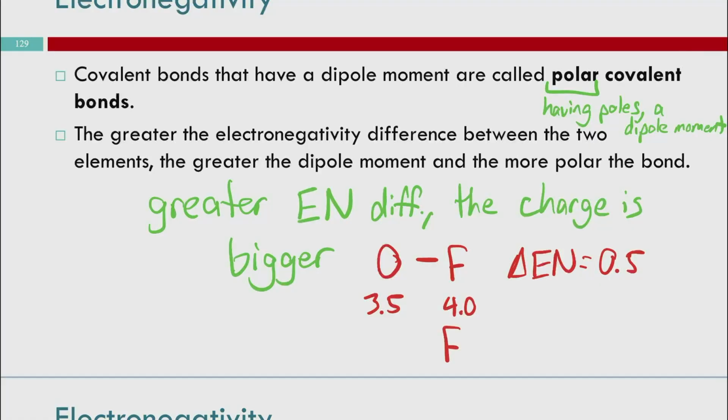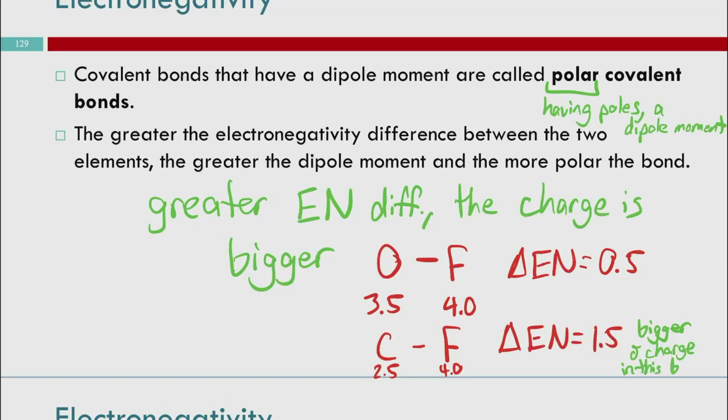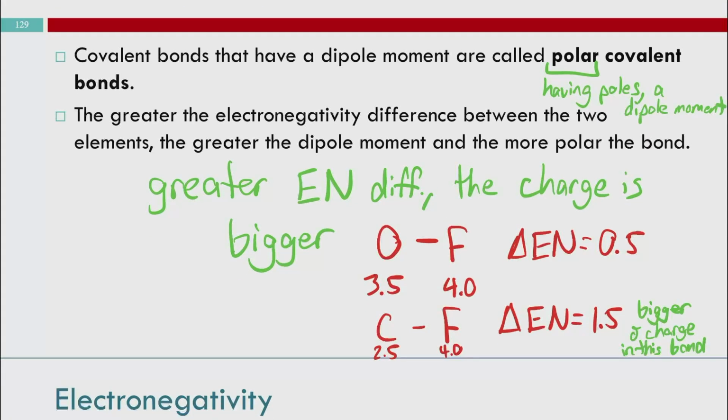If we have fluorine bonded with nitrogen, or maybe carbon, because carbon's even weaker, I think carbon's a 2.5 compared to fluorine's 4. Then our difference of electronegativity is 1.5, right? And so we're going to have a larger charge difference, larger partial positive, partial negative, in that bond, because the difference is bigger.